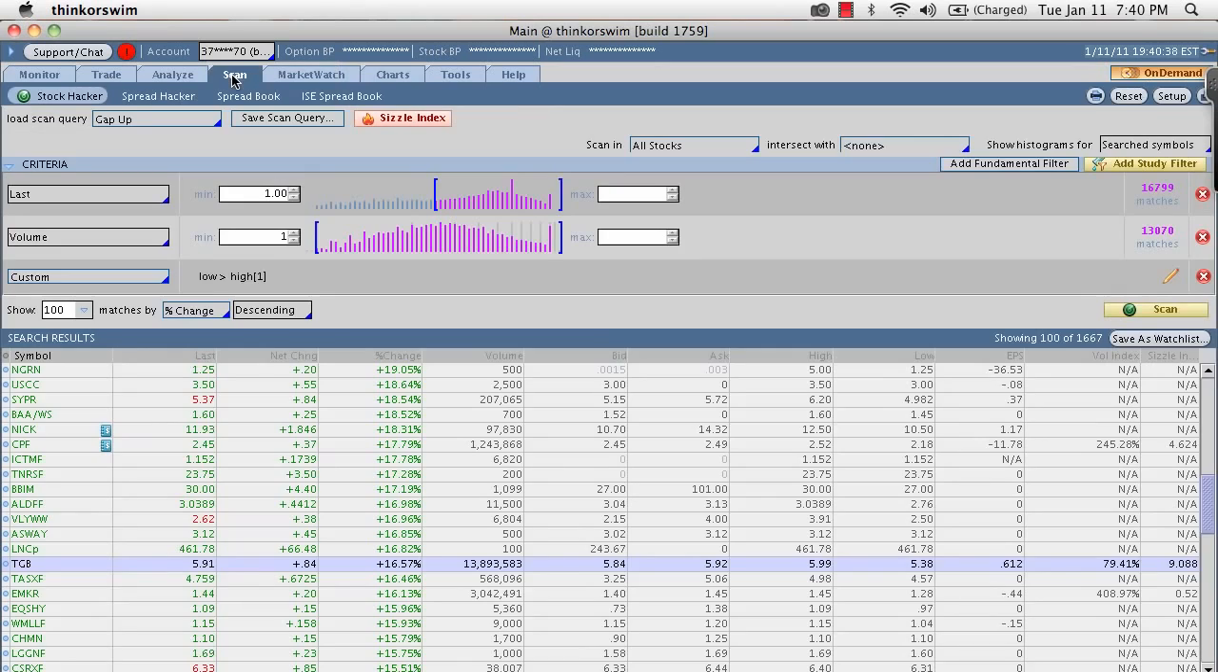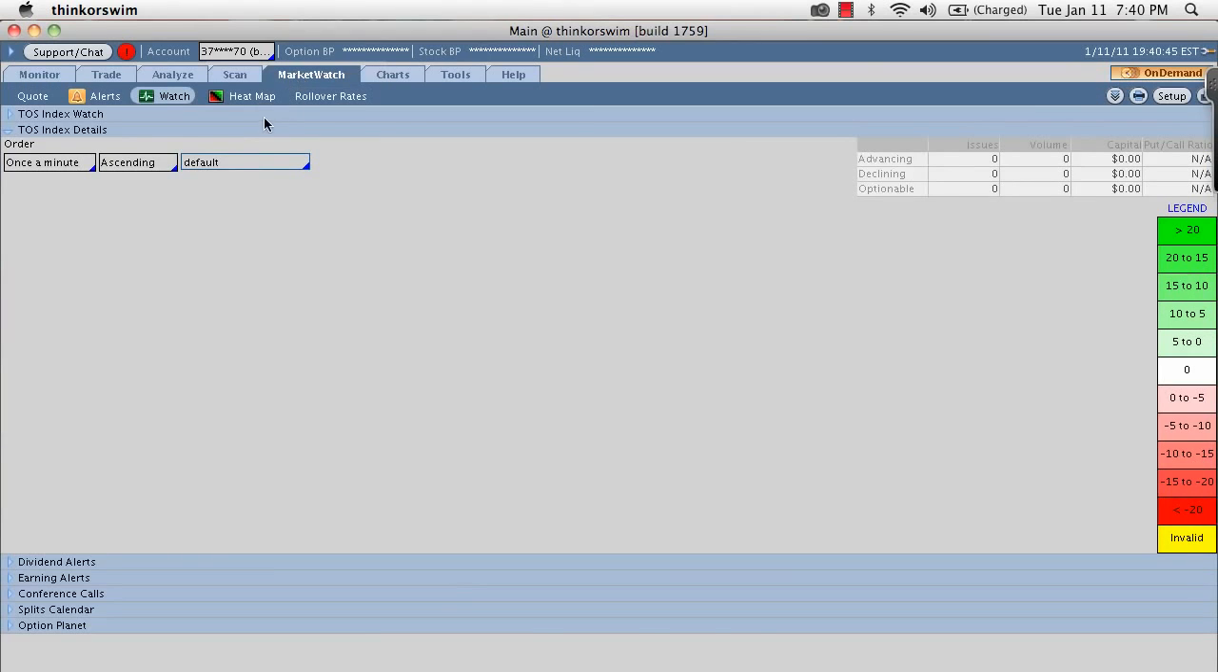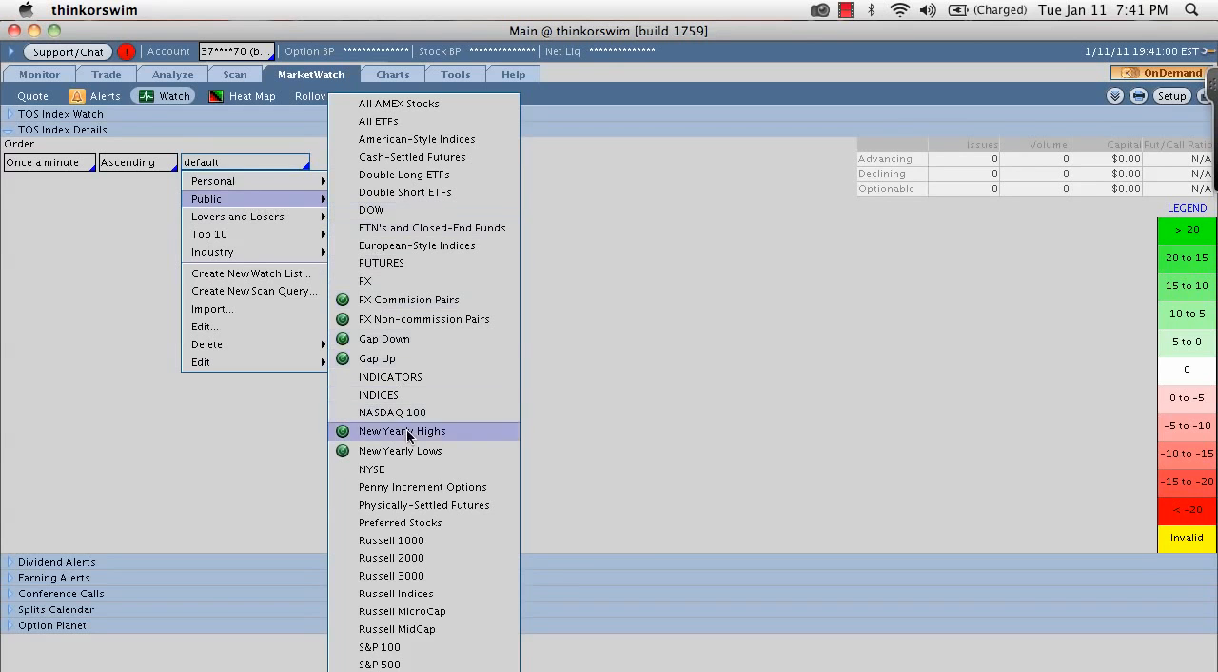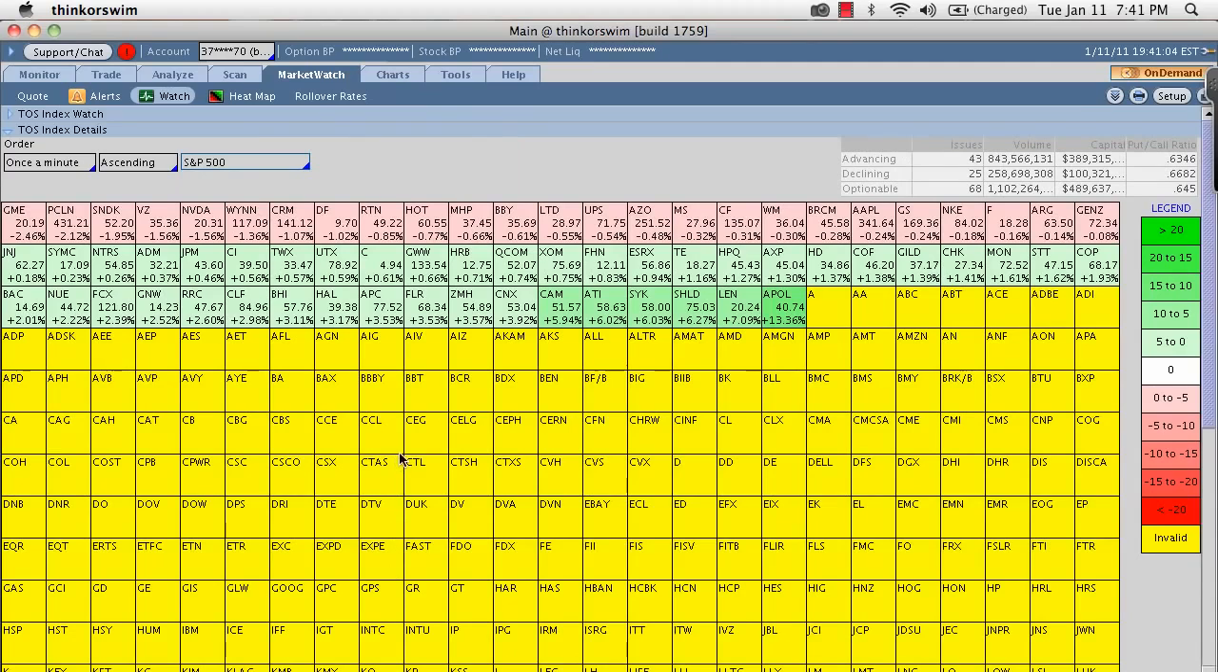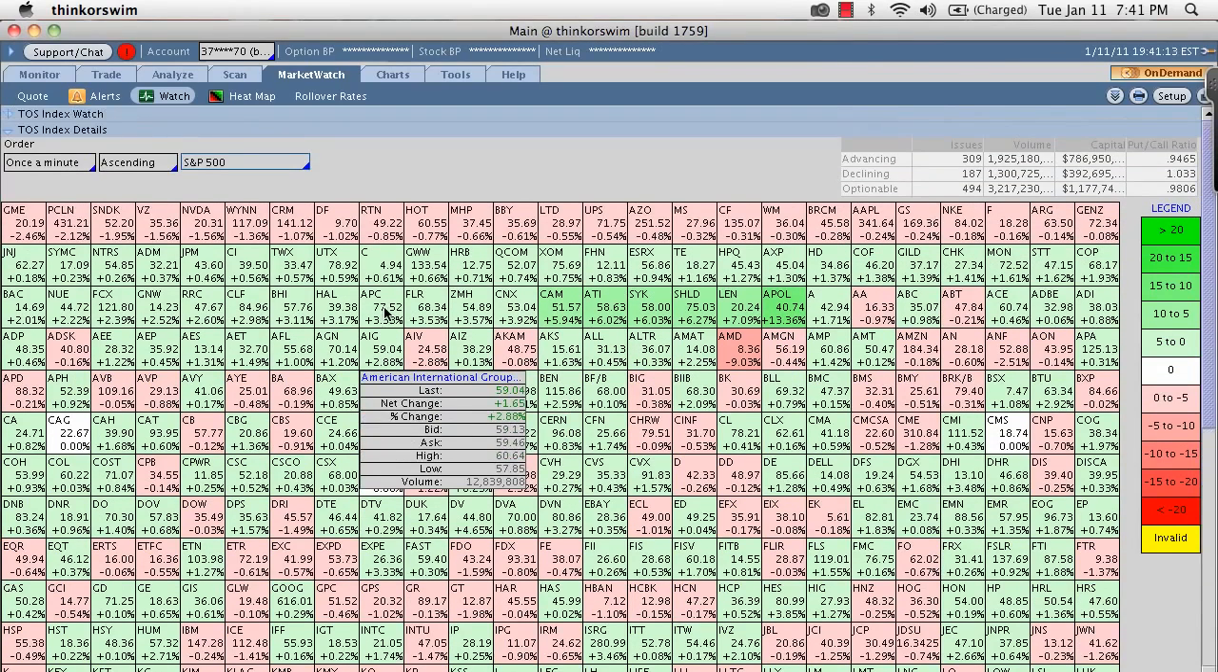Okay, so now we're going to go back to our scan tab. The other thing I want to take a look at tonight is the alerts in the Market Watch tab, and mainly the watch sub tab in here. You can see that I have the Thinkorswim index details already opened here, and I'm going to click this drop down box, select the public stocks to look at, and go all the way down to the S&P 500. As soon as I hit that, it's going to populate this entire screen with all of the stocks in the S&P 500, and you can see they're all updating now.